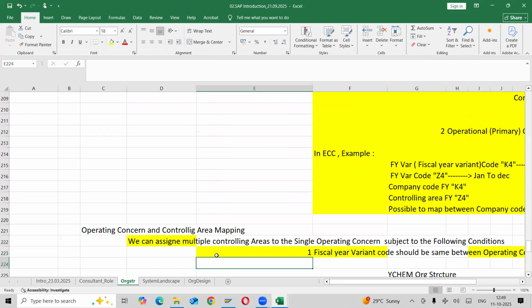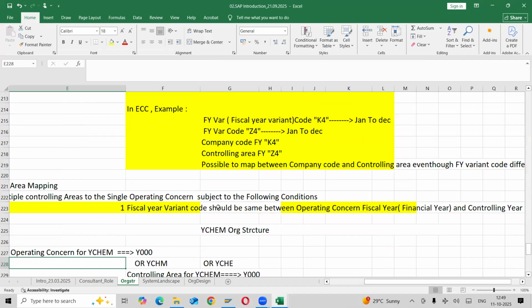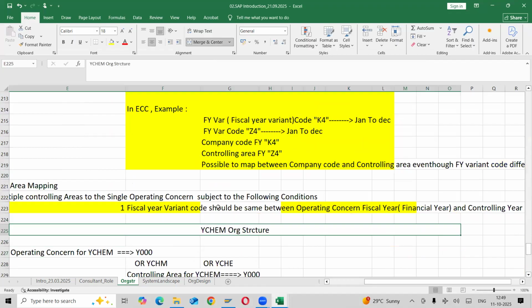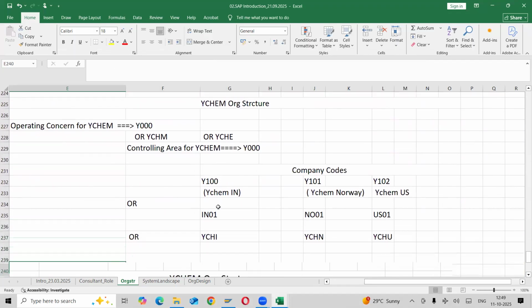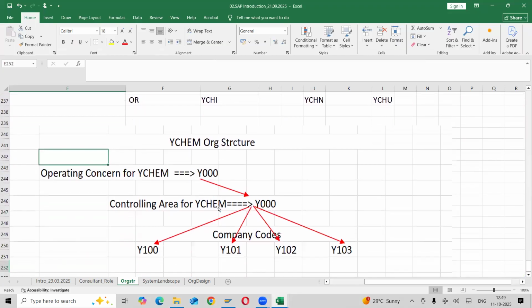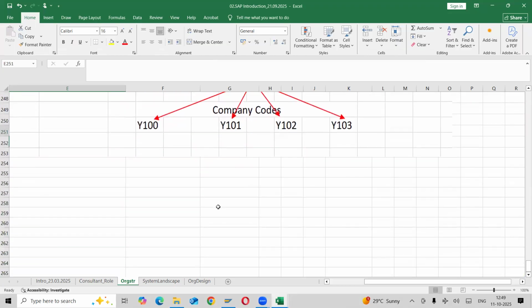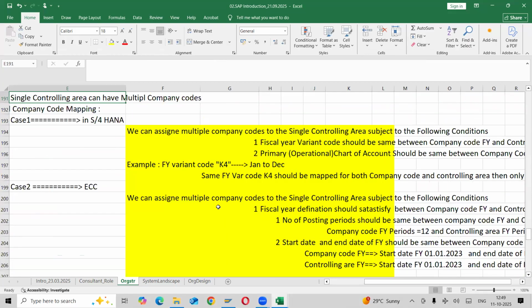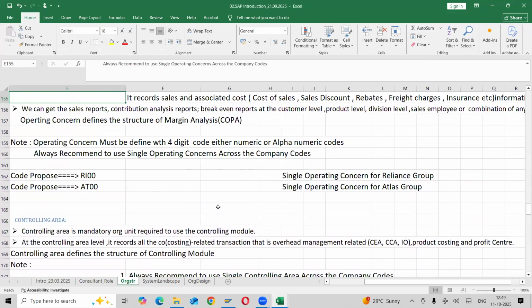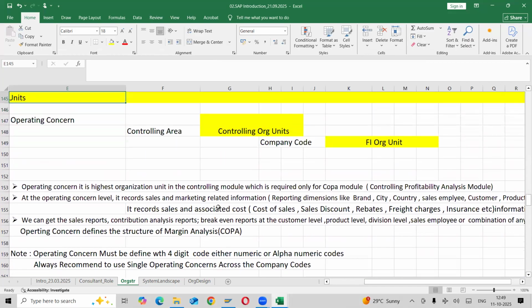Okay, so I'll stop here itself. Tomorrow we will see the CO module, and next I'll create our organization structure. I'll give you tomorrow the system introduction, the difference between ECC and S4HANA, a few topics, and next I'll start the configuration. Okay, everyone.